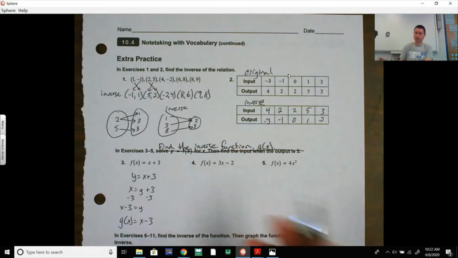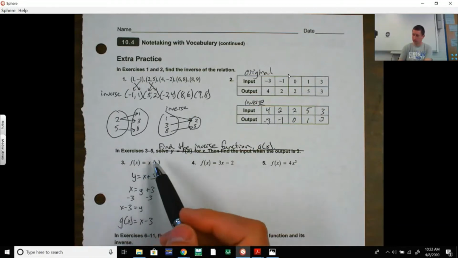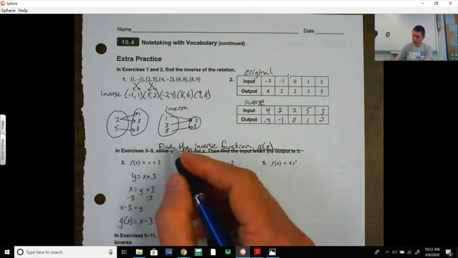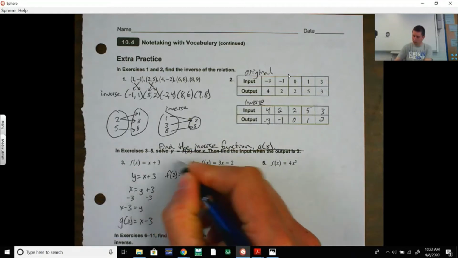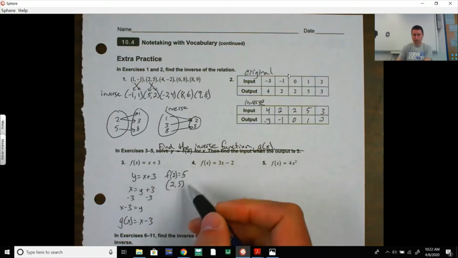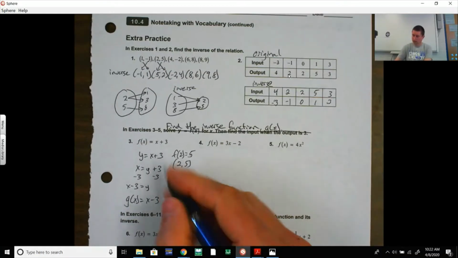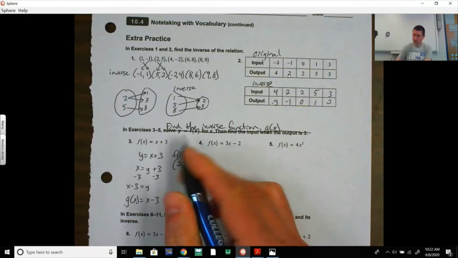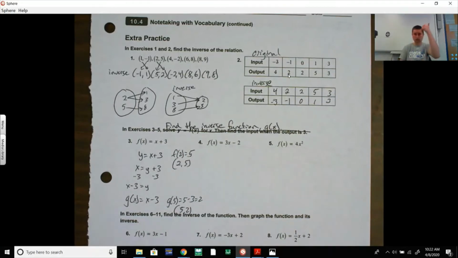So pick a point for x. Let's say, go back up here, x is 2. So if I check this, f of 2 would be 2 plus 3. F of 2 equals 5. So that point is 2, 5. So if I take my output and put it in here, g of 5, I get 5 minus 3, and I get 2. So I get 5, 2. So 2, 5 is on my function, 5, 2 is on my inverse. We're good to go.